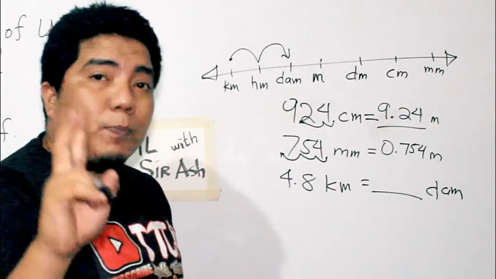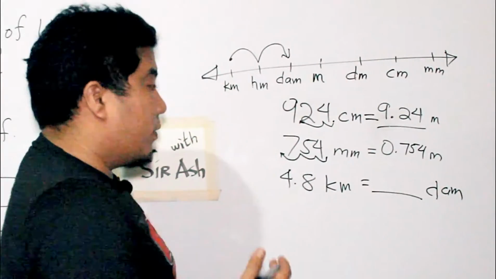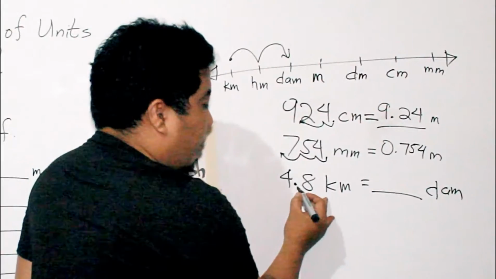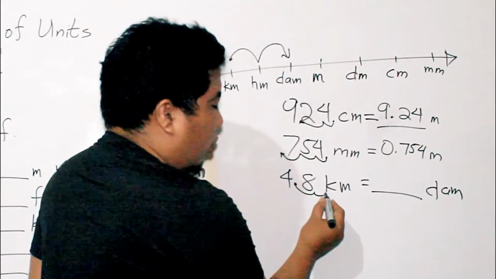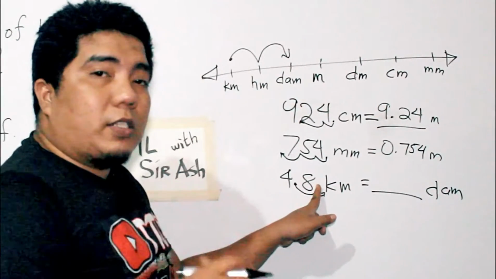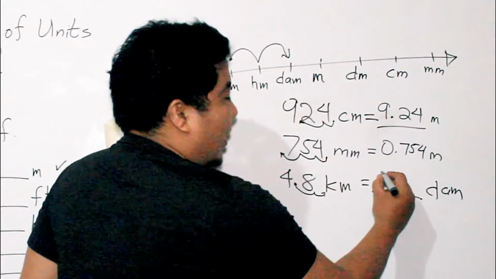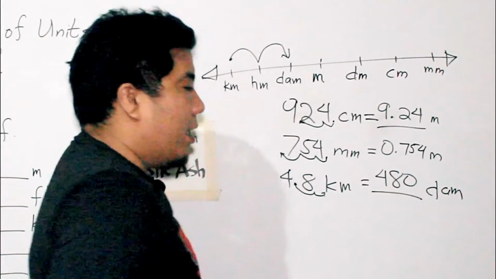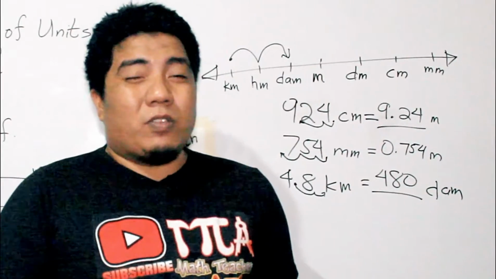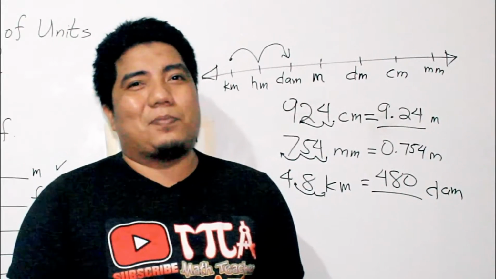We will be moving 2 units to the right. Now, our original value is 4.8. Our decimal point is right here, so we will be moving 2 units. 1, 2. So the decimal point will be here. Of course, since there is no value in that spot, we will just be adding 0. And that is 480 decameter. Easy, right? That is how you convert metric units to metric units for length.